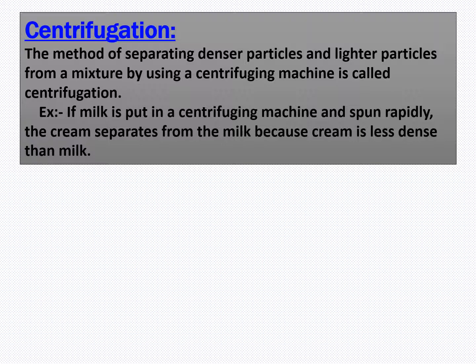Centrifugation is the method of separating denser particles and lighter particles from a mixture by using a centrifuging machine, and this method is called centrifugation. Example, if milk is put in a centrifuging machine and spun rapidly, the cream separates from the milk because cream is less dense than milk.